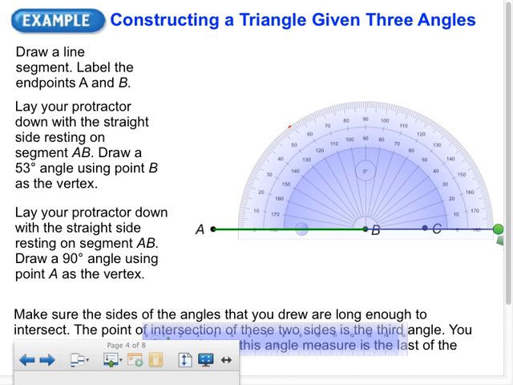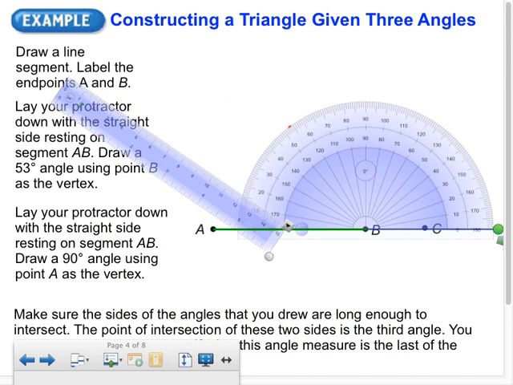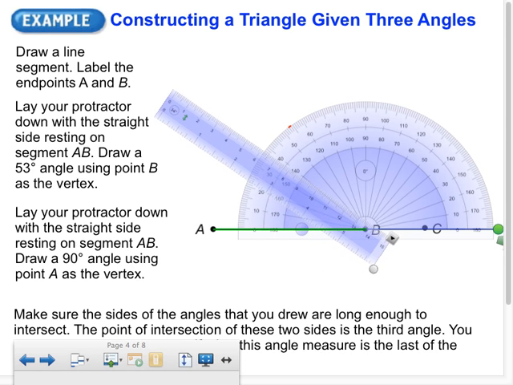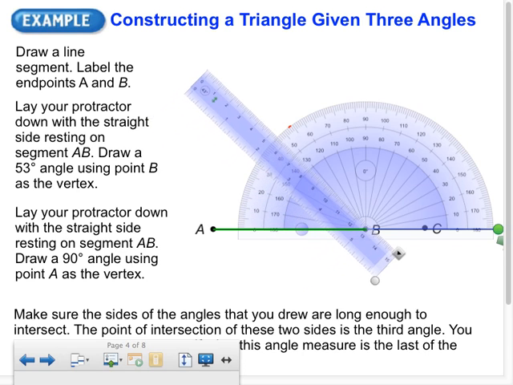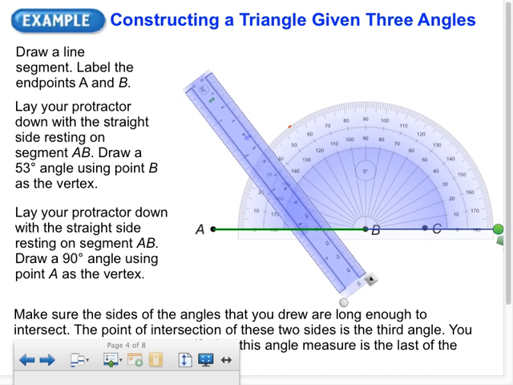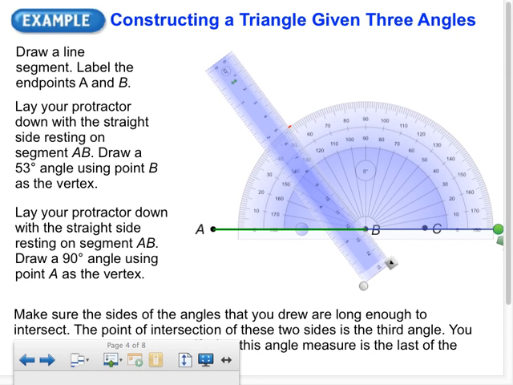Okay, I'm going to use my ruler. And they're not asking you to measure it off. They're just wanting you to draw a line segment that's 53 degrees to line segment AB. So I'm going to do that right now. I'd say that's pretty close.